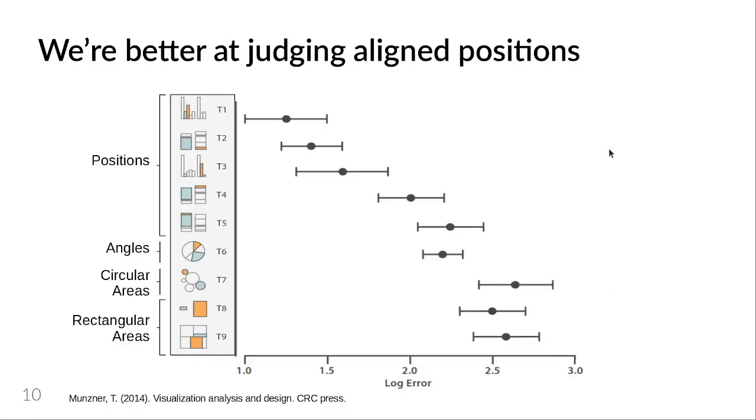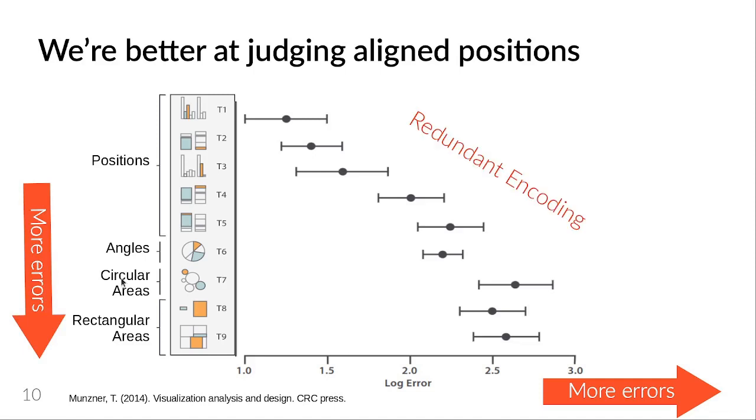Here's a figure showing the results of an experiment where they had people do something like what you did. On the x-axis we have the error rates. There are more errors as we move to the right. They've also redundantly encoded this error rate by ordering the chart types by their error rate. This makes it easier to see the message, that is, to see which charts are more accurately decoded. You can see through this ordering that positions up here elicit fewer errors than chart types that rely on angles or areas.